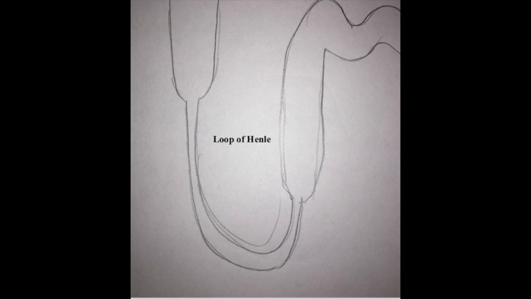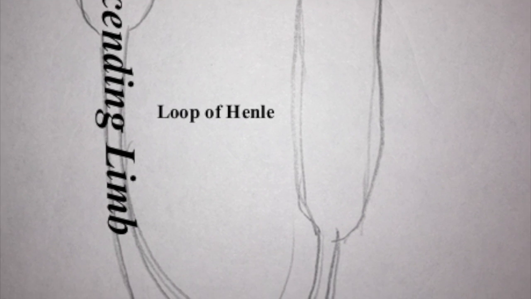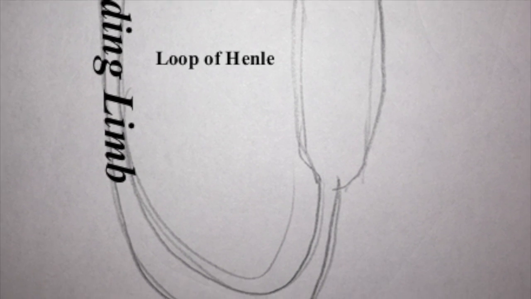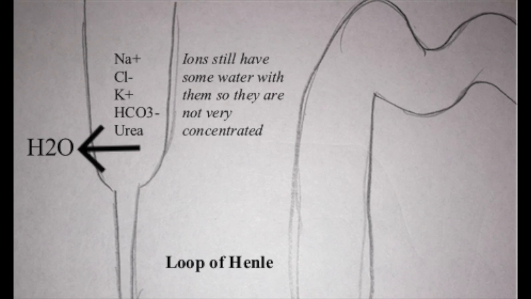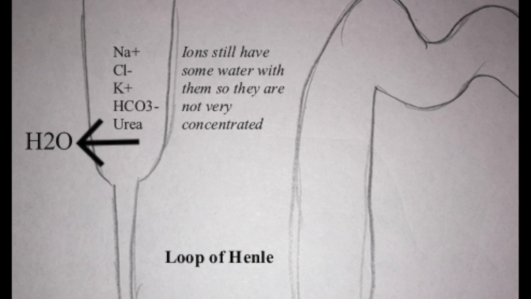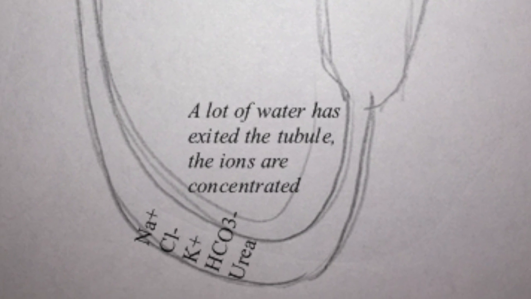The next part of the nephron is called the loop of Henle. The first part is the descending limb. This section has high permeability for H2O, but low permeability to ions and urea. So as the contents of the tube are going down the descending limb, H2O can passively diffuse out, but the ions cannot. When the contents of the tubules reach the bottom, the ions are very concentrated.